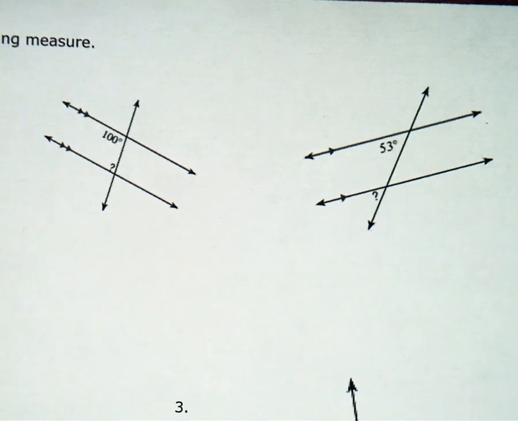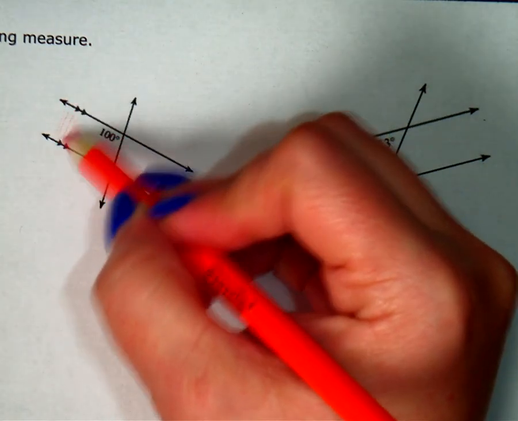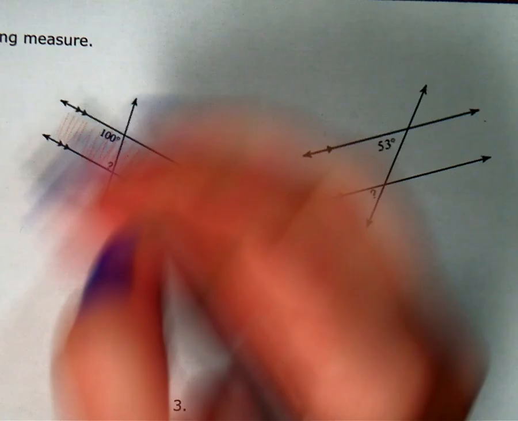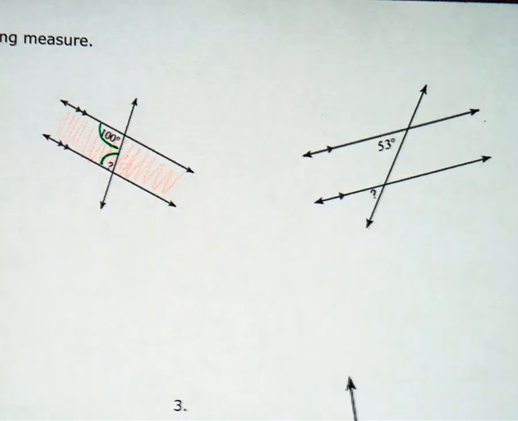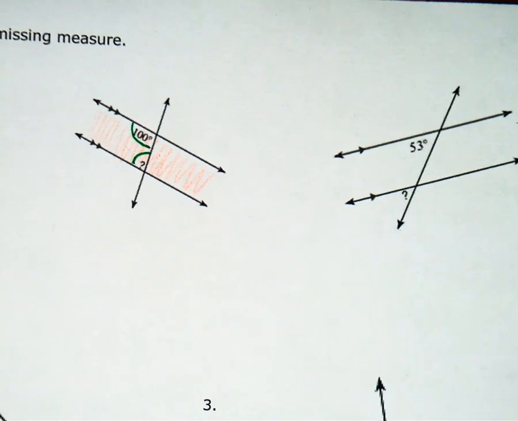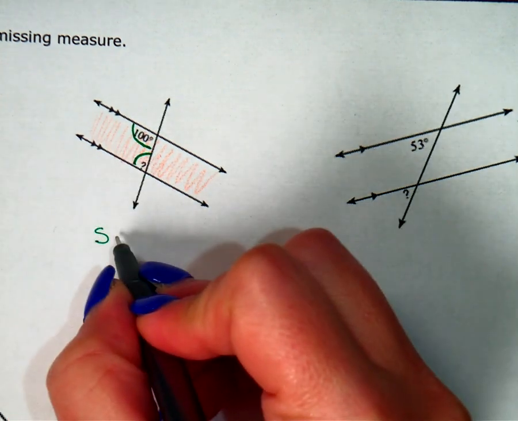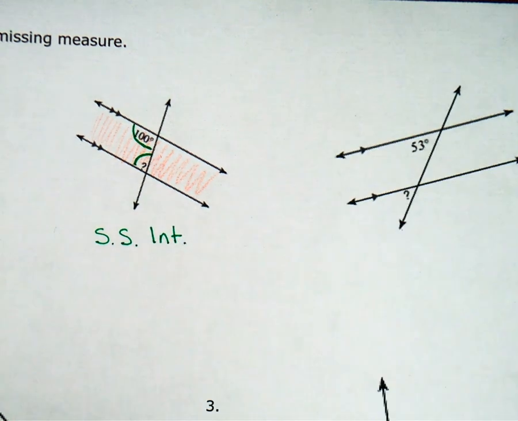Pause the next two and see if you can do these and get the same answer that I get. All right, let's see if you got the same thing I get. So on this one, my interior is here. When I look at those two angles, the 100 and my question mark, they are both interior, so now I need to know they are on the same side or alternate sides. They are both to the left, so they are same side interior, which sometimes you'll see abbreviated SS interior.